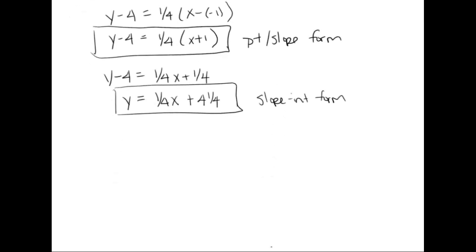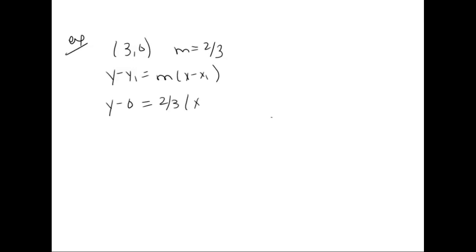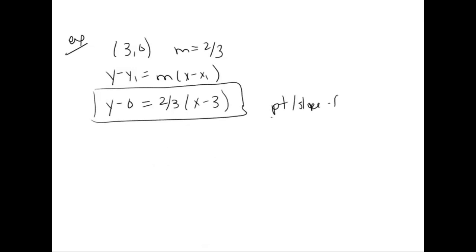All right, so let's just practice that again. Let's say we're given the point 3, 0, and then the slope 2/3. All right, so y minus y1 equals m times (x minus x1). And we're going to plug in. So y minus 0 equals our slope, which is 2/3, times (x minus our x point, which is negative 3). This is point-slope form, which makes us very happy.